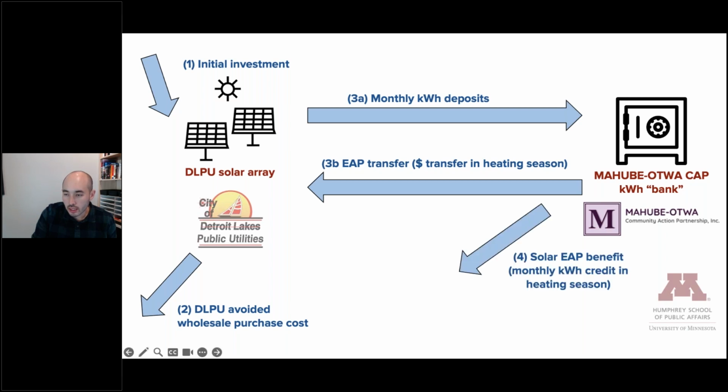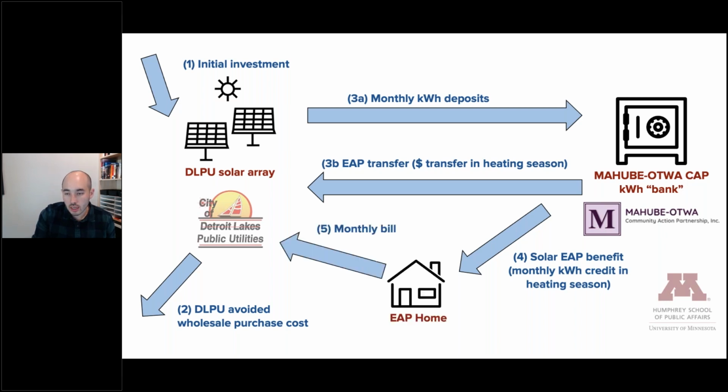From the household perspective then, those EAP benefits, those kilowatt hours, are going to get monetized just during the heating months. And so they're accumulating over the course of the entire year, and then they get drawn down when energy assistance otherwise would have been provided. And so that 3B and 4, the EAP transfer back to the utility and the monetization of the kilowatt hours by subtracting them from the bill, is happening just in the heating season. And then the household is paying their monthly bill, whatever's left at the end of that.